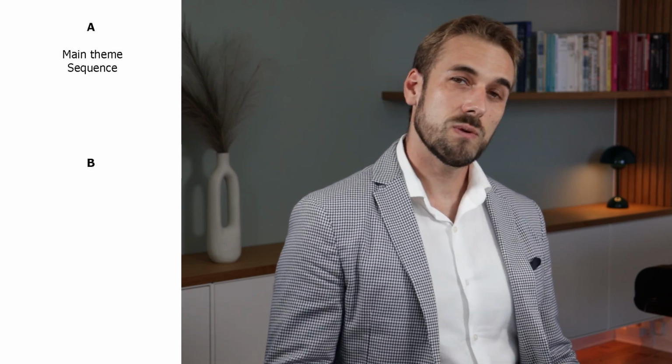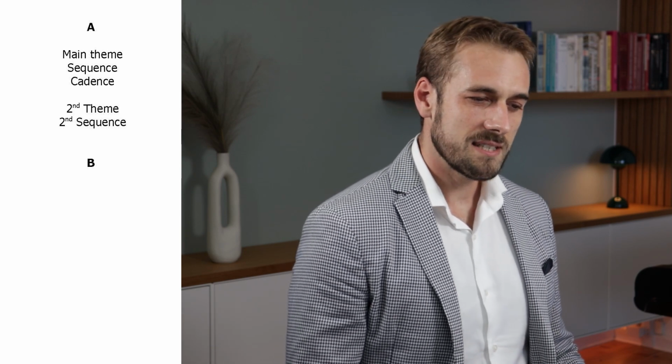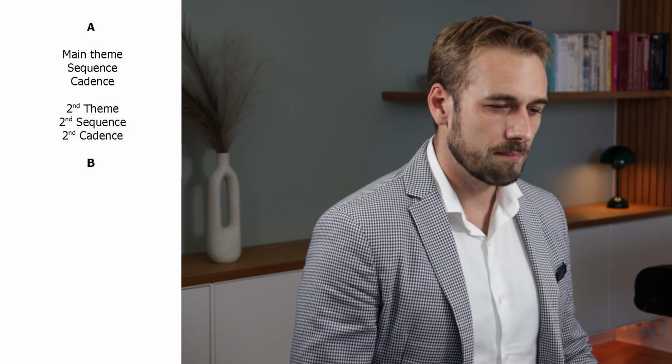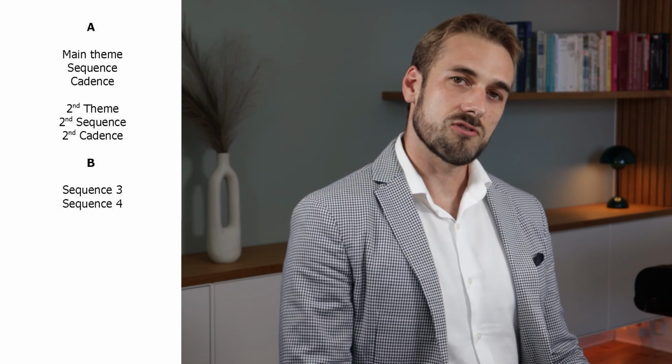So we have just two different melodic parts. Let's call them part A and B. The A part is composed of a main theme, a sequence and a cadence. Then a second theme, a second sequence and a second cadence. The B part is composed of two different sequences. Then this is the melodic structure.